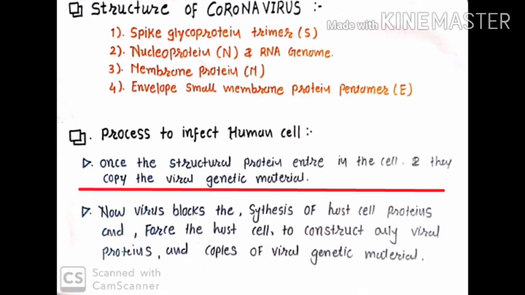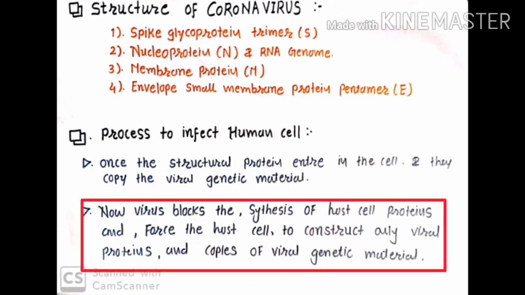See the simple process to infect human cells. Once the structural protein enters the cells, they copy the viral genetic material. Now the virus blocks the synthesis of host cell protein and forces the host cell to construct only viral proteins and copies of viral genetic material. Okay.